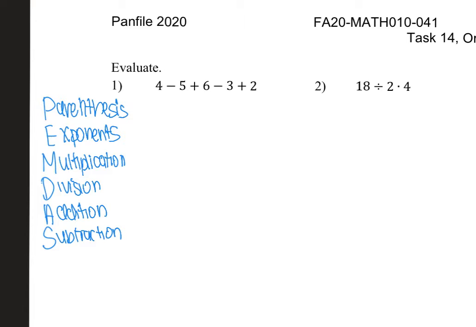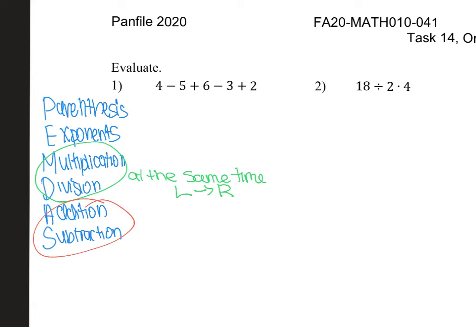The reason why this is problematic is because multiplication and division should happen at the same time, left to right. And addition and subtraction should happen at the same time. So writing it in this up and down manner really is not the way you want to do it.